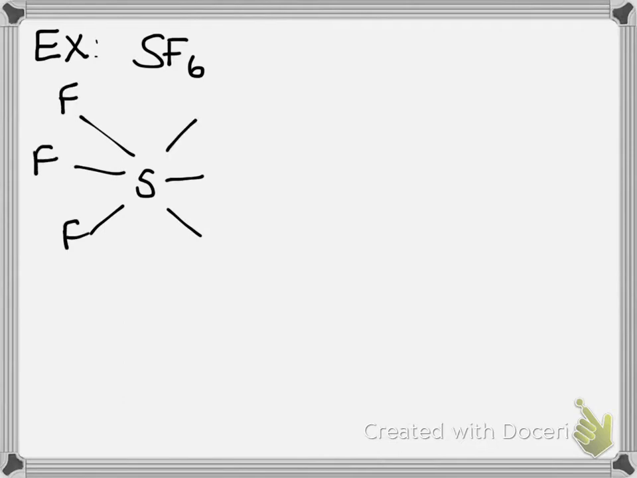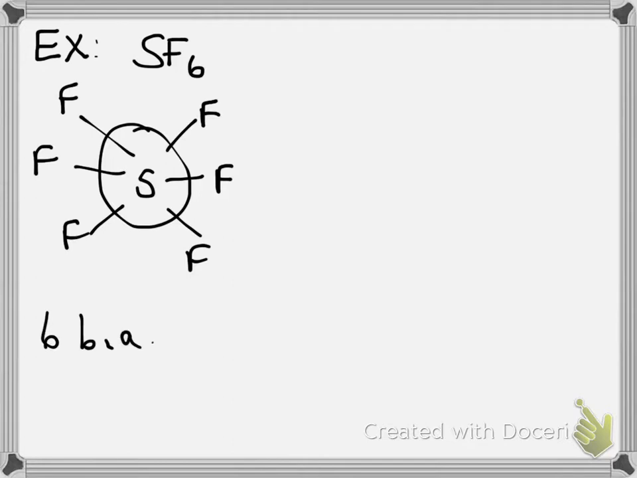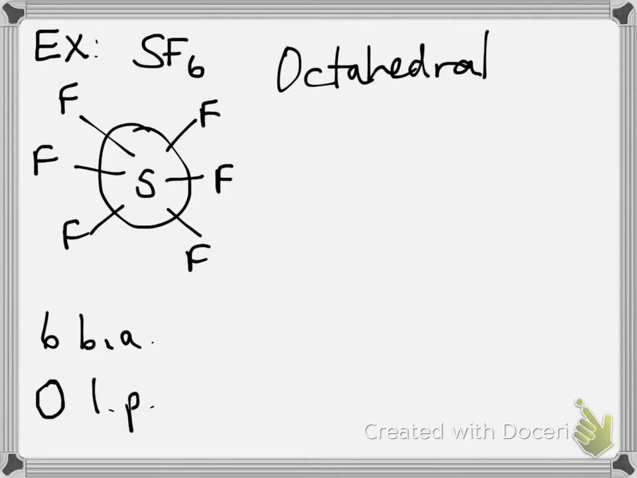For time purposes, I'm not going to draw the electrons around the F. So how many bonded atoms do I have? 6 bonded atoms. How many lone pairs? 0 lone pairs. This is called octahedral, and you'll see why in a minute when I show you what it looks like. So octahedral, how we draw it is like this.